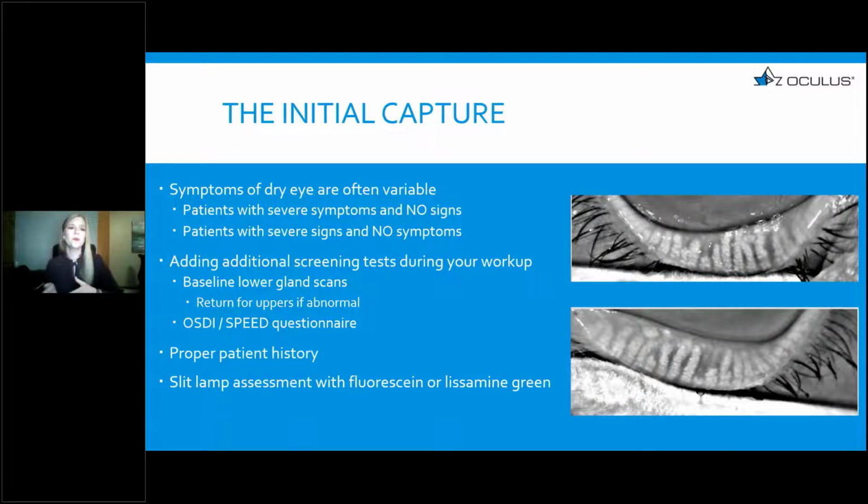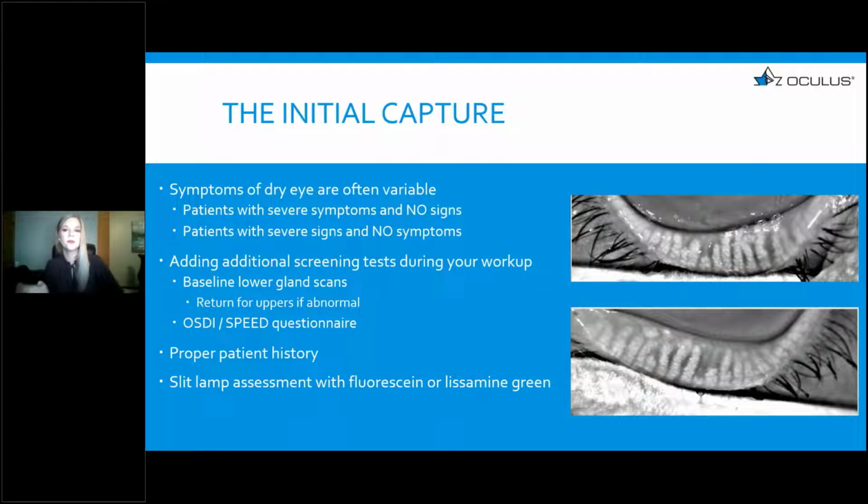So one thing that we decided to do was add additional screenings during their normal routine workup for their annual exams, okay? What we started doing was adding the baseline lower lid scan, which is the picture here. These really only take a few seconds, maybe 30 seconds. It doesn't take very long. We have the Keratograph set up in a room where we're already doing blood pressure and color vision. It's just one more thing to do for your patients, okay?